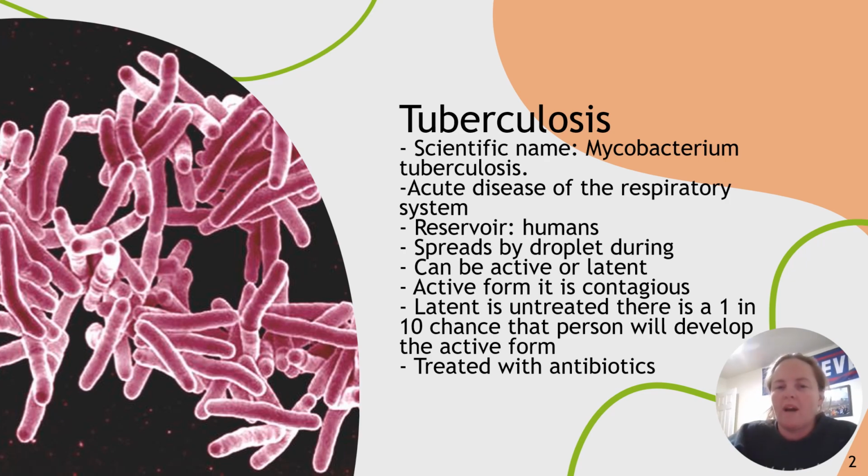And so here, my scientific name for tuberculosis, Mycobacterium tuberculosis. It is an acute disease of the respiratory system. Again, our reservoir is humans, and it is also spread by droplet air. And we can have an active or latent form. In the active form, that's when it is contagious, and in the latent form, if it's untreated, we have a 1 in 10 chance of that person developing active tuberculosis in their lifetime.